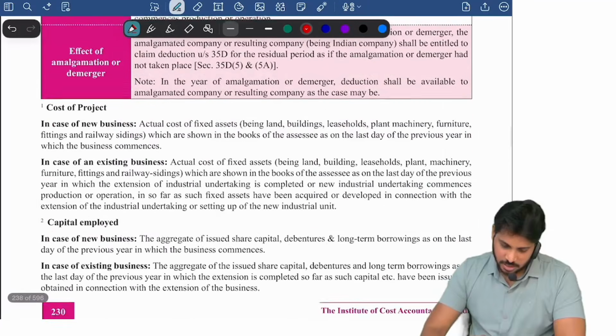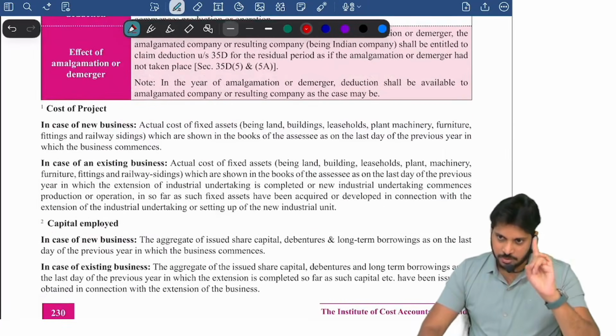Then 35CCA, all that. Only one problem we ignored. That one provision's problems alone we ignored.